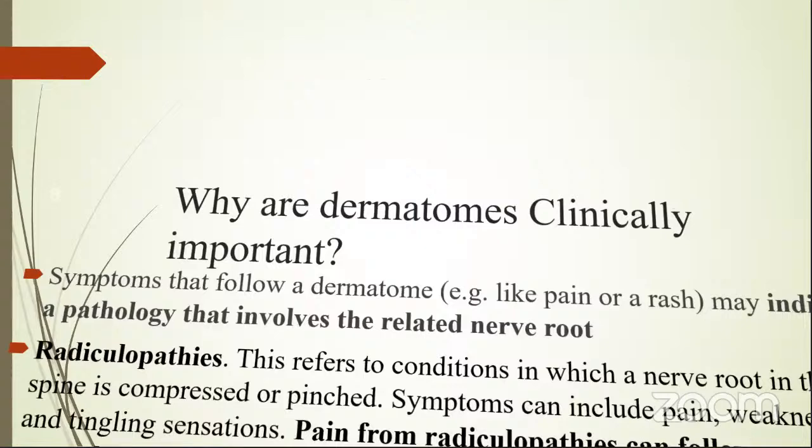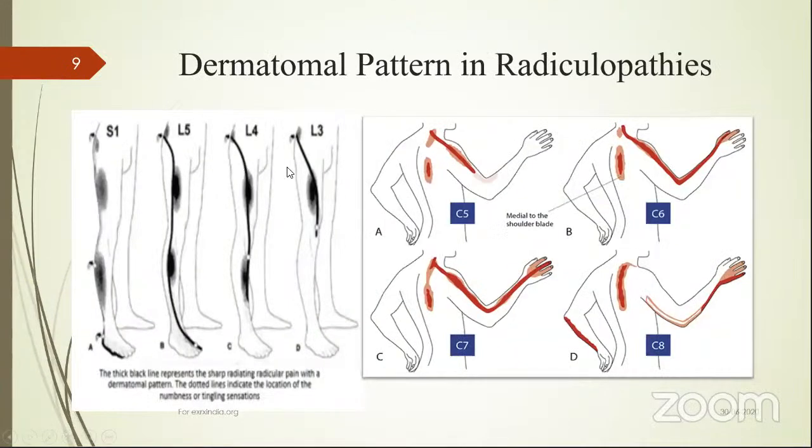The first diagram shows how the S1, L5, L4, L3 patterns of dermatomes will be affected. By seeing this pattern, we can have a clue which segment or which nerve root may be affected. The right side picture shows the upper limb dermatomal pattern. This shows C5, C6, different areas. Can you see? It is of different areas. C5 means the dermatome affected will be different. C6 means the representation of pain is different. So we can get a clue where the problem may be.